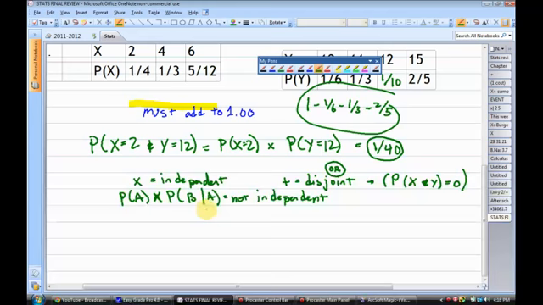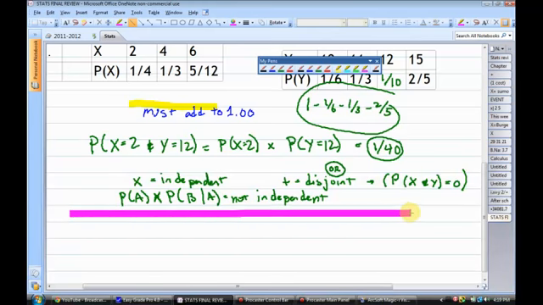Isn't disjoint technically not independent? Disjoint technically is not independent. What do you mean by use conditional? This is conditional probability right here. Probability of B given that A has already occurred. All right. Let's continue with the next one.